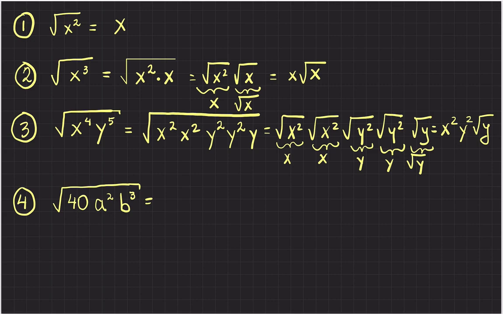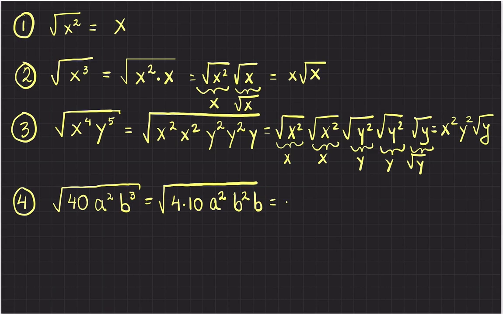Let's combine now numbers and letters. So 40 is not a perfect square number, so we're going to do factors of 40 where one of those factors is a perfect square number. That would be 4 times 10. 4 is your perfect square number. So now with the letters, we're going to do powers of 2. A squared, okay, that's it. For b to the power of 3, I have b to the power of 2 times b. Here, 2 and 1, that makes this 3.